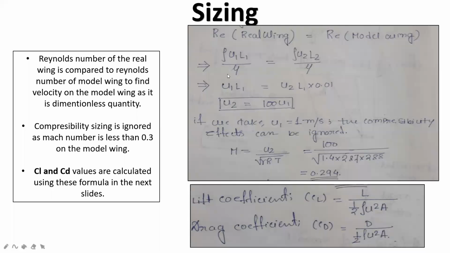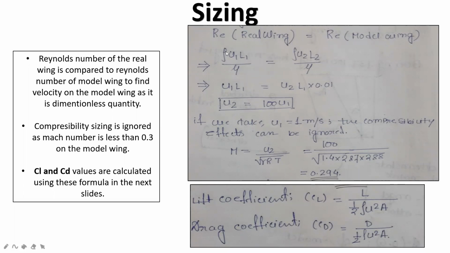Okay, so next, the sizing part. For the sizing part, we have used the Reynolds number. The Reynolds number of the real wing is equal to the Reynolds number of the model wing. The reason the Reynolds number is used is that it is a non-dimensionalized number. Here, as we can see, the Reynolds number formula is rho u L by viscosity.